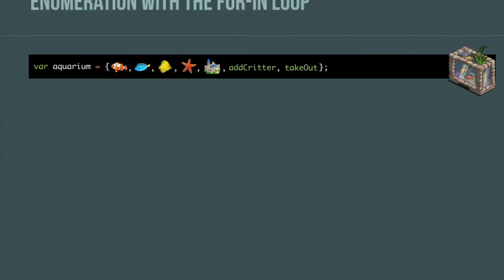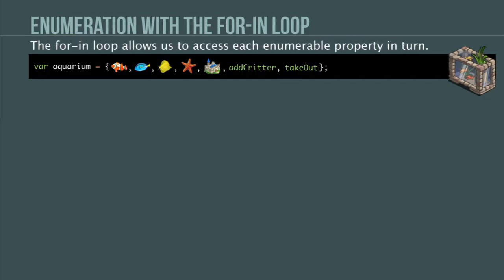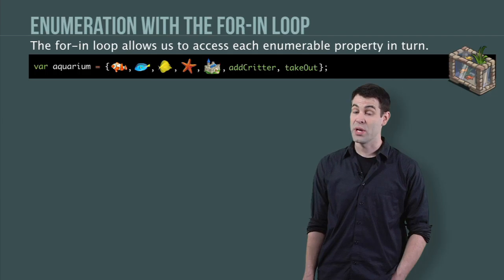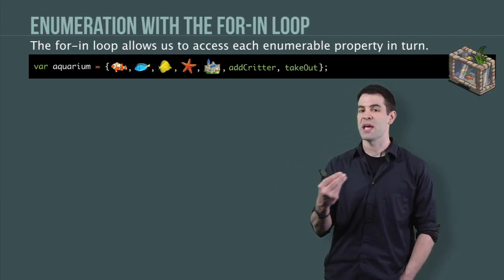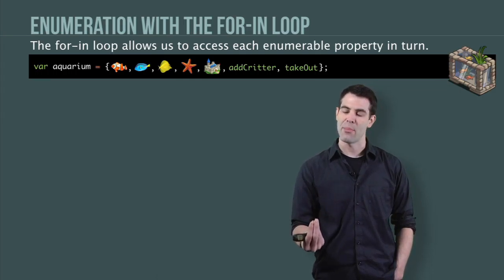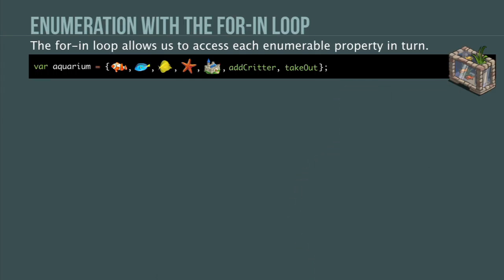Welcome to enumeration using the for-in loop. It's a new kind of loop we're going to show you right now. The for-in loop will let us access each of the enumerable properties in turn. You might ask what enumerable means. For right now, you should just know that it means every object or property that we have added to this object ourselves. We'll go into exactly what enumerable means in a later course.